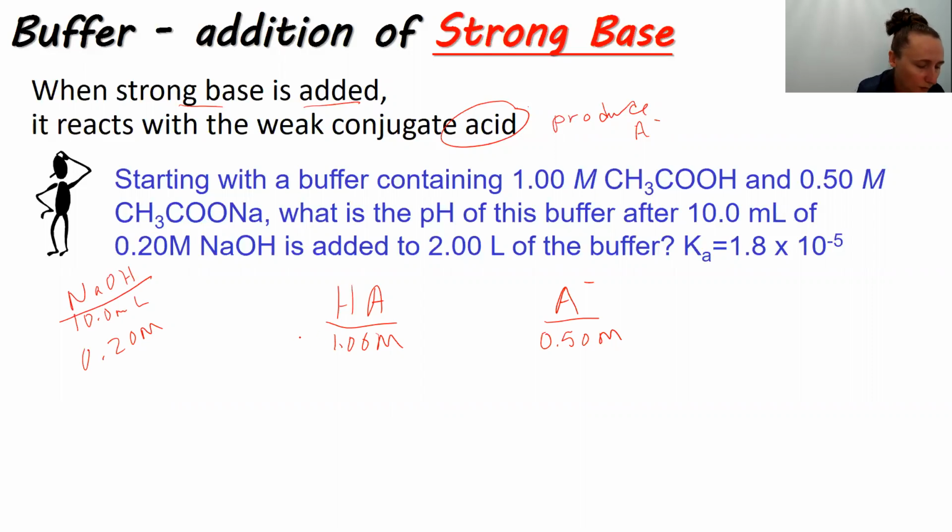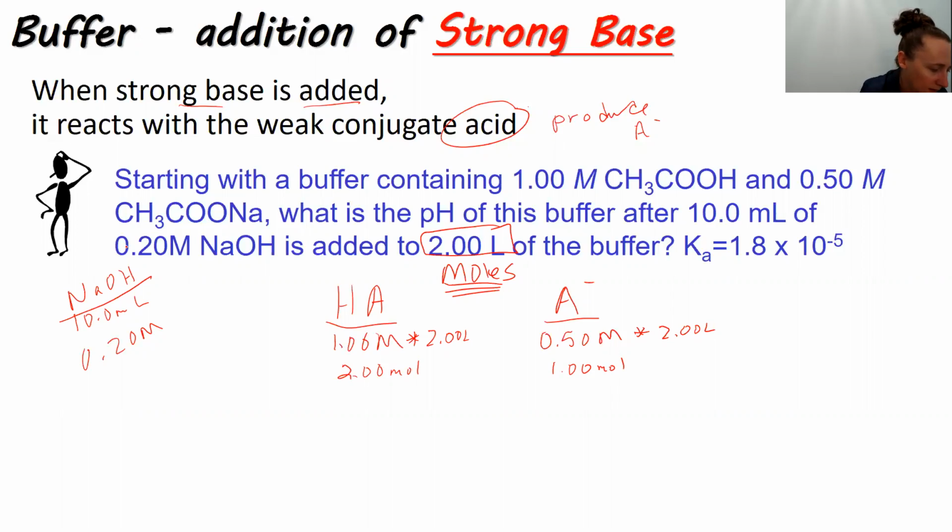All right, so we need moles. Moles are very important here. All right, so we have 2 liters of the buffer. So if I take my concentration and multiply by 2 liters, that is going to give me 2 moles of the weak acid and 1 mole of the conjugate weak base.